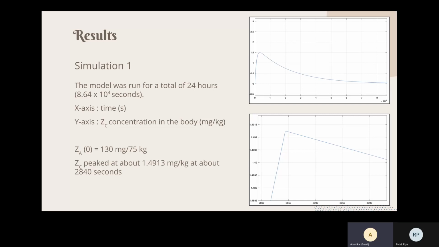On the bottom right graph, you can see a zoomed in version of the peak of the graph, showing that the concentration in the body, Z of C, peaked at about 1.49 milligrams per kilograms at about 2,840 seconds.